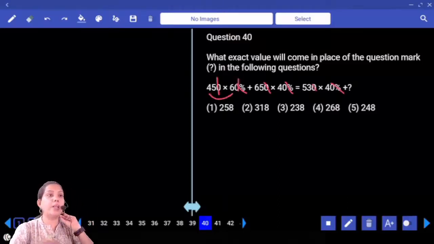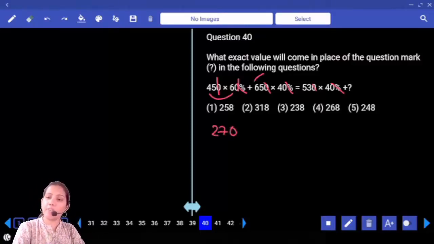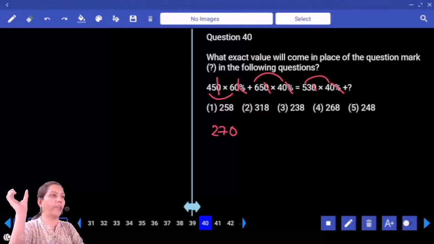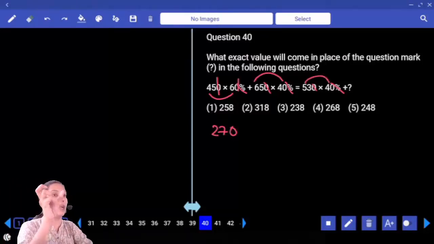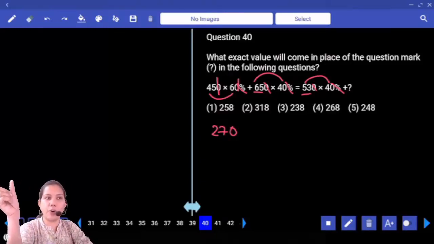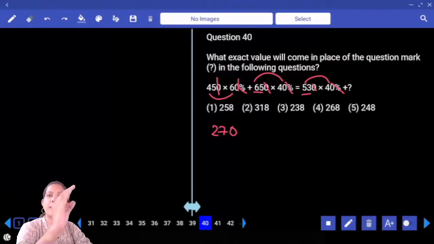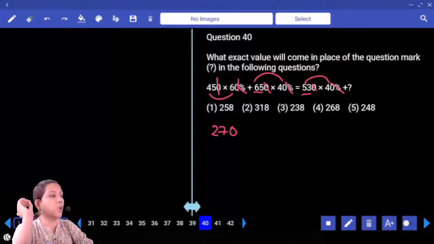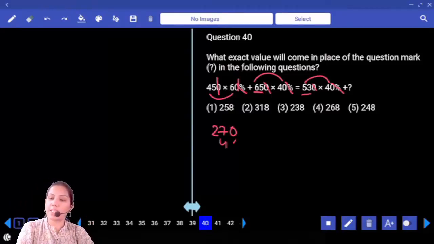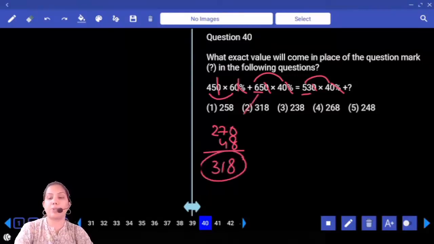What is 45 into 6? 45 sixes are 270. It is 65 fours on the left hand side, and 53 fours on the right hand side. Moving 53 into 4 from the right hand side to the left hand side, it is minus 53 into 4. What is 65 minus 53? 12. 12 fours are 48. So it is directly 270 plus 48, that is 318, second option.